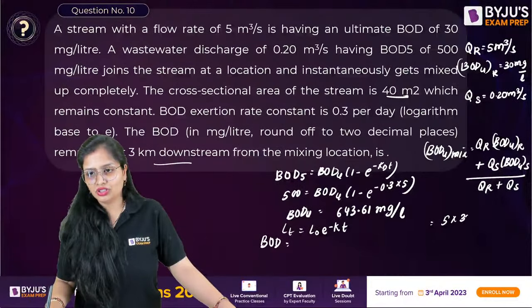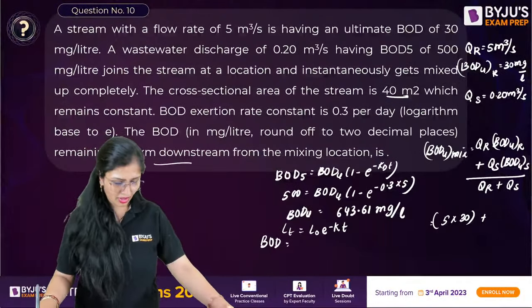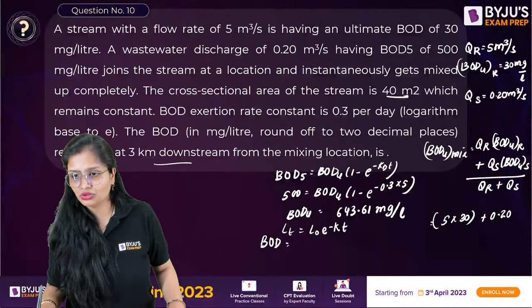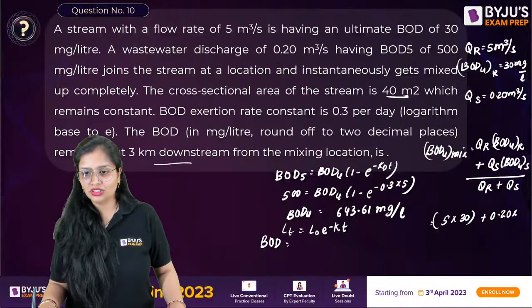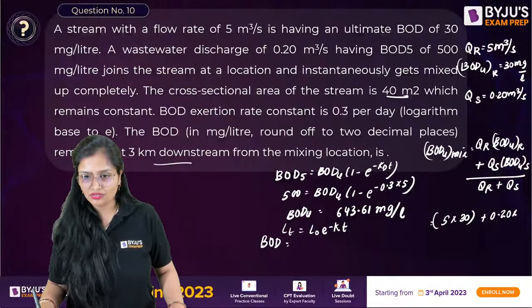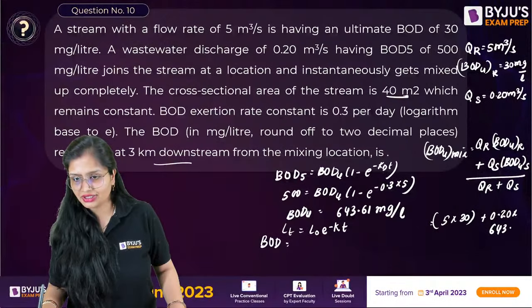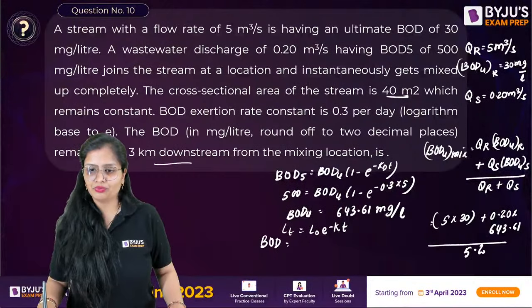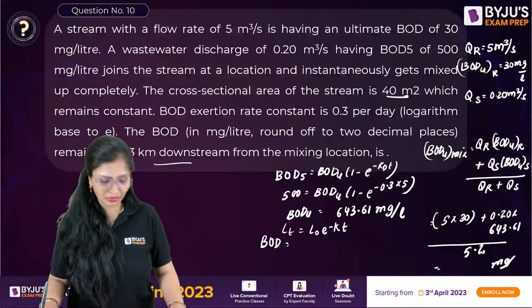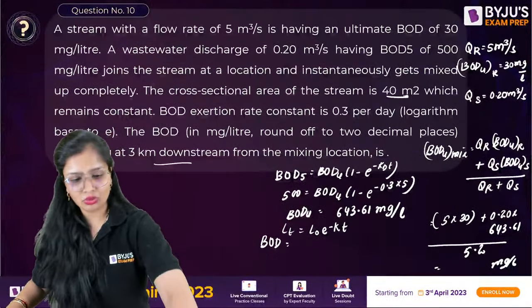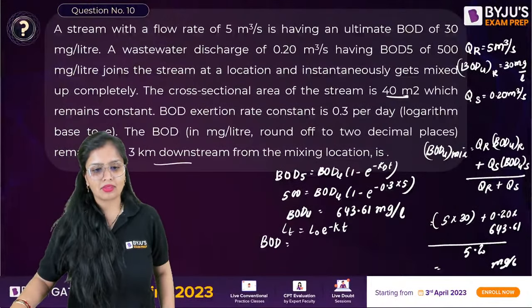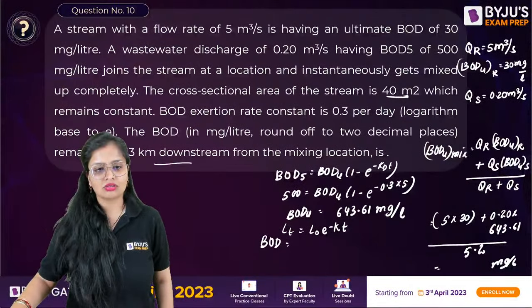5 into 30 plus discharge of sewage is 0.20. BOD of sewage is, we have calculated 643.61, and this is 5 plus 0.2. This will become 5.2. How much is the BOD mix coming? Just check it out once. How much is the BOD mix coming? Fast.